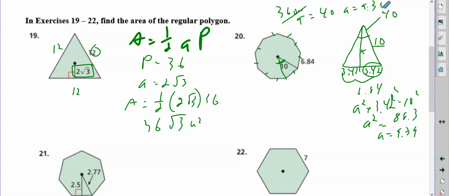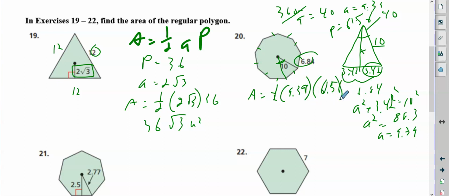Well, we have the apothem. We take this 6.84 times 9 and find out the perimeter is 61.56. Now we just do area equals 1/2 the apothem times the perimeter. And that gives us 289.24.